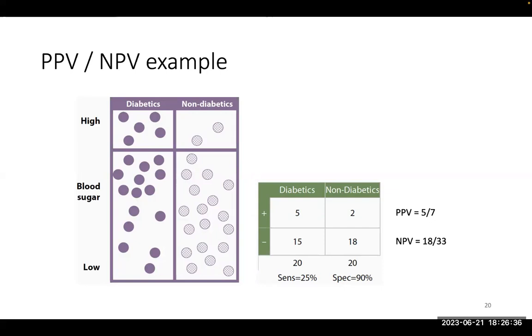Then I have the negative predictive value, that is true negatives divided by true negatives and false negatives. So that's 18 by 33, which is not a good negative predictive value, notably.